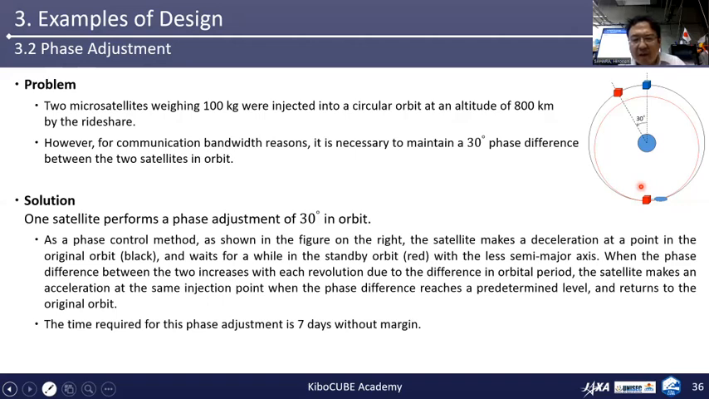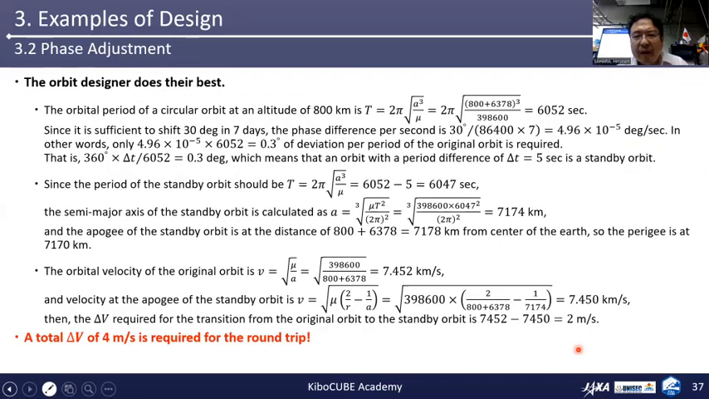The difference in the orbital period is caused by the difference in the semi-major axis, and this allows the satellites to reach a predetermined phase difference after several revolutions. The required velocity increment depends on the time required to reach this phase difference, which in this case is set to 7 days. The orbital period at an altitude of 800 kilometers is 6,052 seconds. To achieve a phase difference of 30 degrees in 7 days, a phase difference of 4.96 × 10^-5 degrees per second must occur, or 0.3 degrees per orbit.